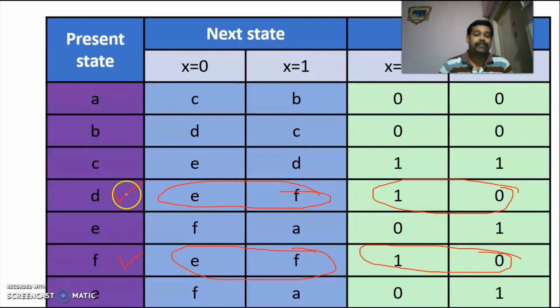So the states D and F are having the same next state and the same output. So states D and F are equivalent. Wherever you are having F, you can cut it and write it as D.